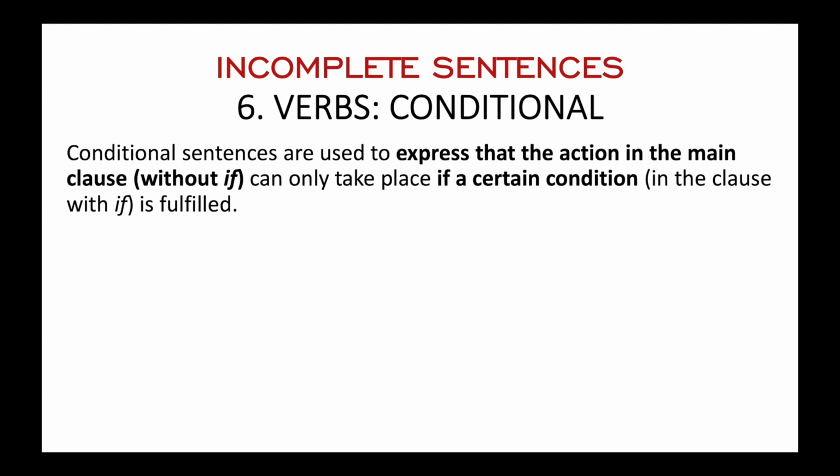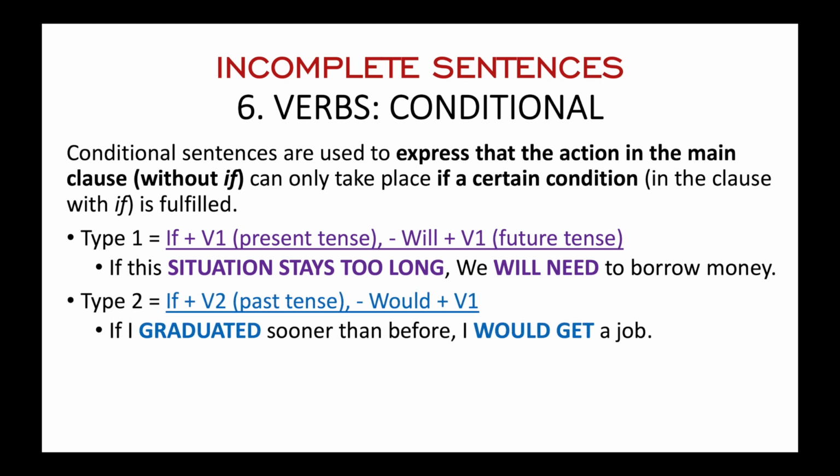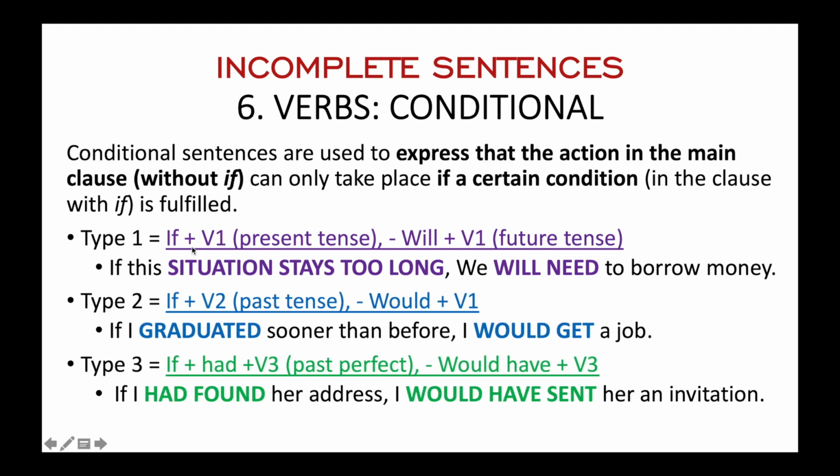Without further explanation, I will just give you the formula. So here is the formula. If you find if and then verb 1, the next part would be will and verb 1. Situation stays too long, this is present tense, or you use verb 1 over here, so you should use will and verb 1, just like this, will and need.